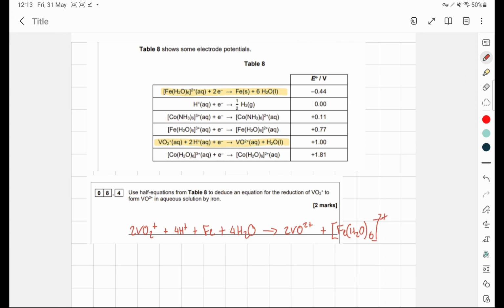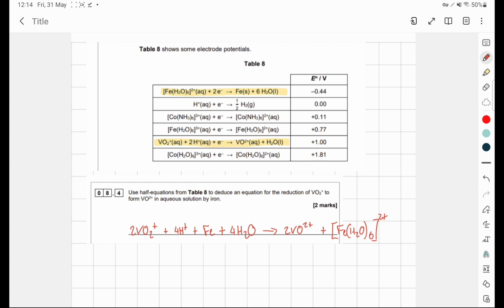However, this is not the correct answer, because there is a third rule you have to follow. Rule 3 is that anything that can react will react. More specifically, we need to check whether the products of either half equation will react with the reactants or products from the other half equation.